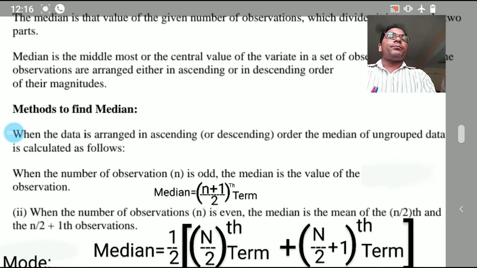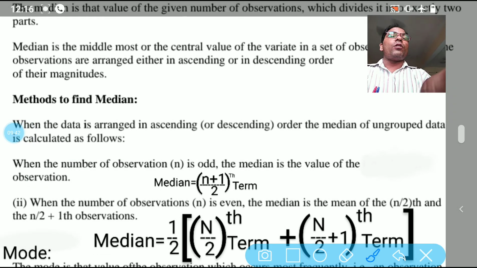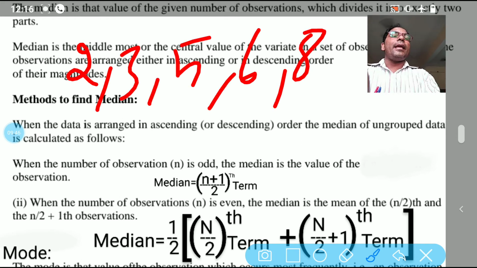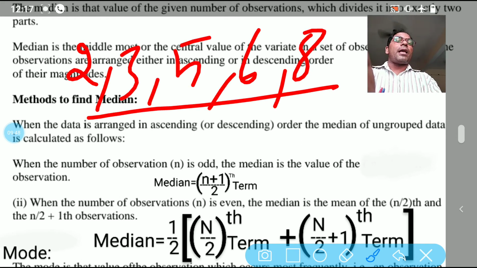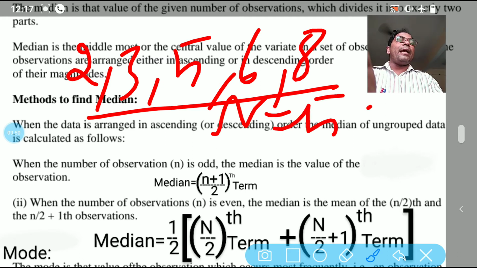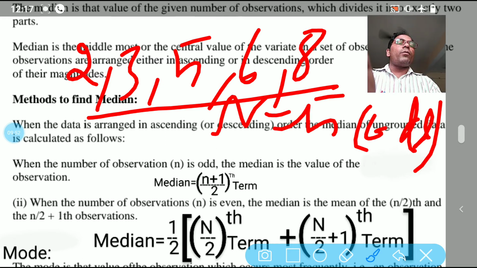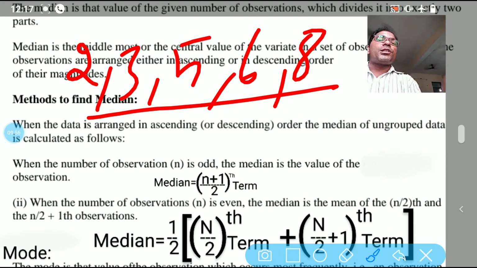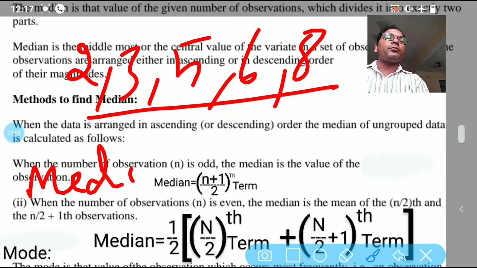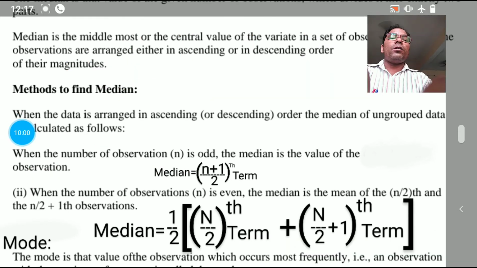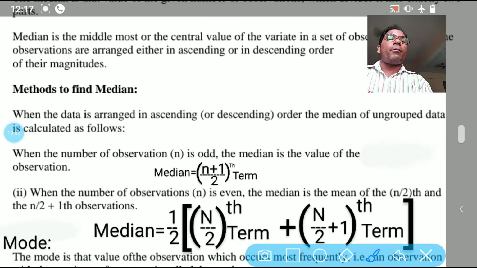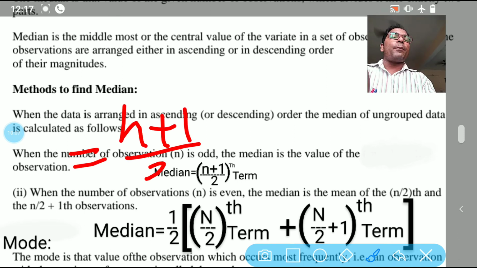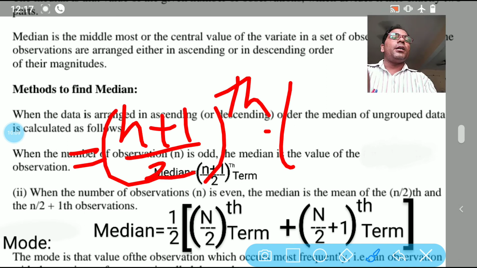See the median. The data I am going to write down first of all: 2, 3, 5, 6 and 8. There are 5 terms. N equals 5 and it is odd, so we will use this odd formula. How will we apply this formula now? See, median equals the (n plus 1) upon 2th term.